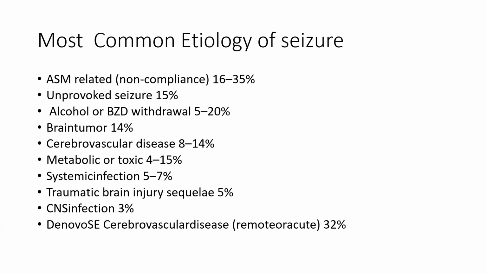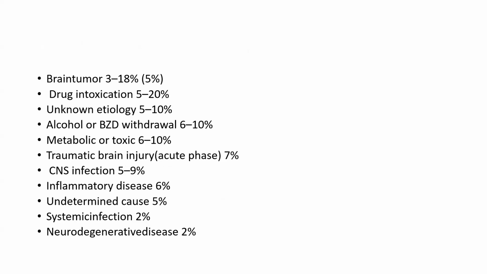Now, the most common etiologies of seizure: anti-seizure medication related 16 to 35%, unprovoked seizure 15%, alcohol and benzodiazepine withdrawal 5 to 20%, brain tumor 14%, cerebrovascular disease 8 to 14%, metabolic and toxic causes 4 to 15%, systemic infection 5 to 7%, traumatic brain injury sequelae 5%, CNS infection 3%, and for de novo status epilepticus, cerebrovascular disease 32%.